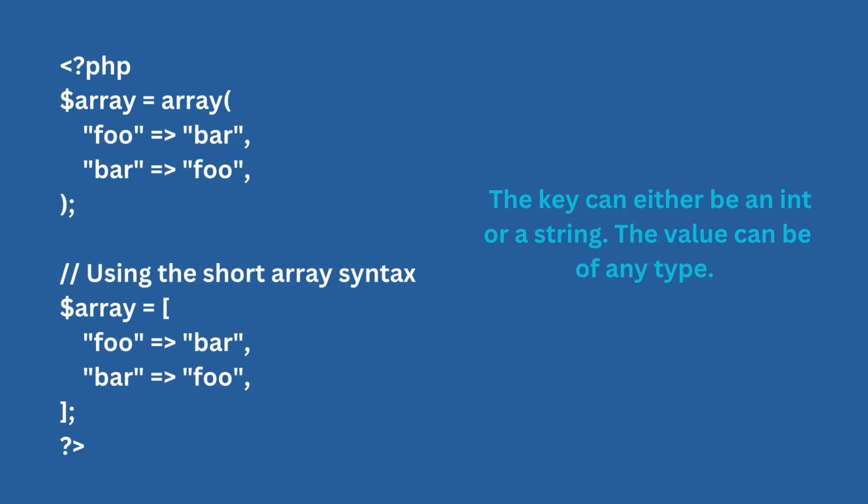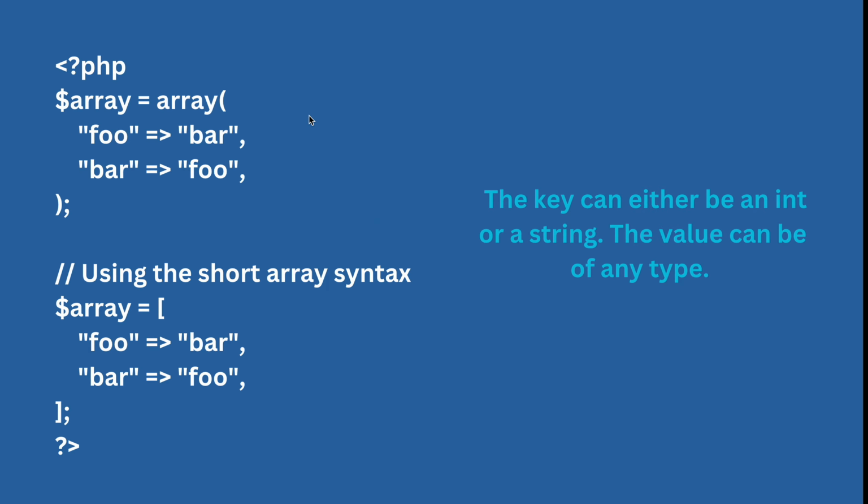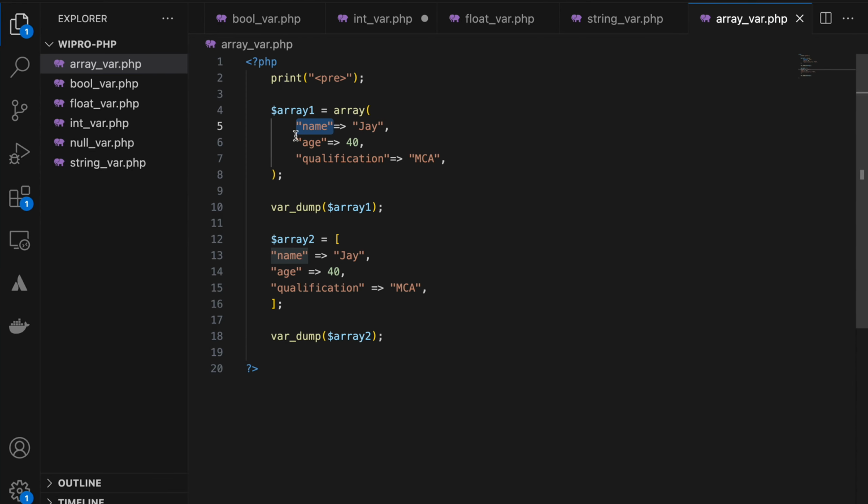So one more thing: this key can be either a string or what? Integer, right? This is the key and this is the value. This is the key, this is the value. This is the key, this is the value, right?